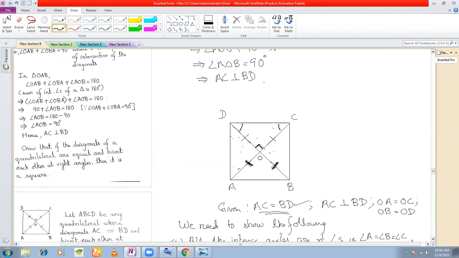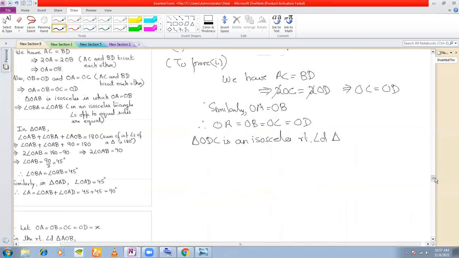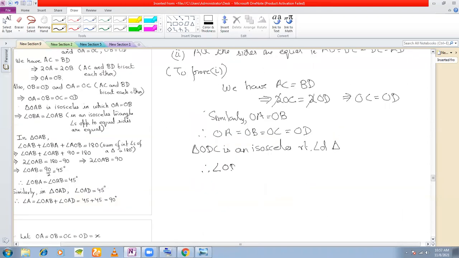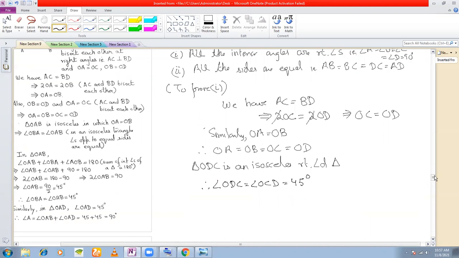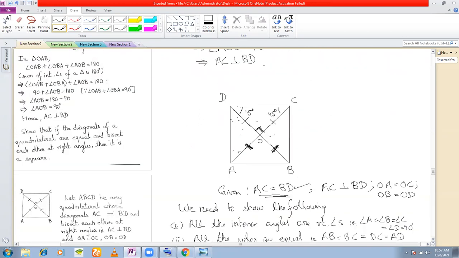How much will it be? This angle is 90, and if these two are equal, this has to be 45, and this has to be 45. Yes, right or wrong? Yes, sir. So we can say therefore angle ODC is equal to angle OCD is equal to 45 degree. So I have shown that these two angles are 45 degree. Similarly, all these angles are 45.